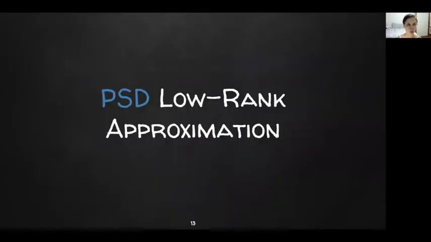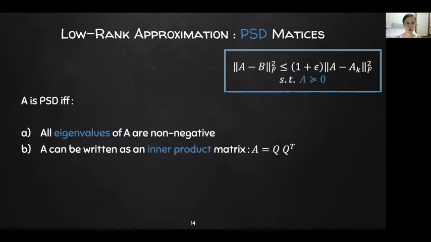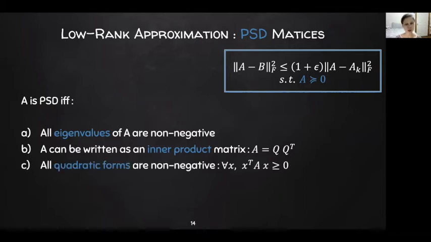In this work, we consider low-rank approximation for structured instances, such as when the input matrix is positive semi-definite. Recall, PSD matrices have the following equivalent characterizations. All of its eigenvalues are non-negative, or it can be factored into Q times Q transpose for some matrix Q, or all quadratic forms are non-negative, meaning x transpose A x is non-negative for all vectors x.